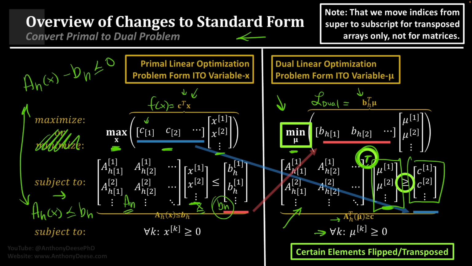And still, we're sticking with the dual feasibility condition that mu must be greater than or equal to 0, whereas previously it was x must be greater than or equal to 0. So hopefully this slide provides a really concise and relatively easy to understand comparison of the primal and the dual optimization problems that may be applied to dual linear programming problems in that standard form.